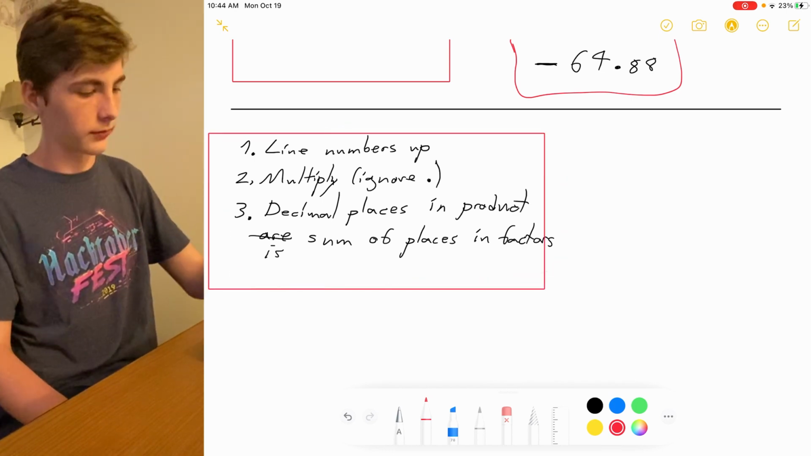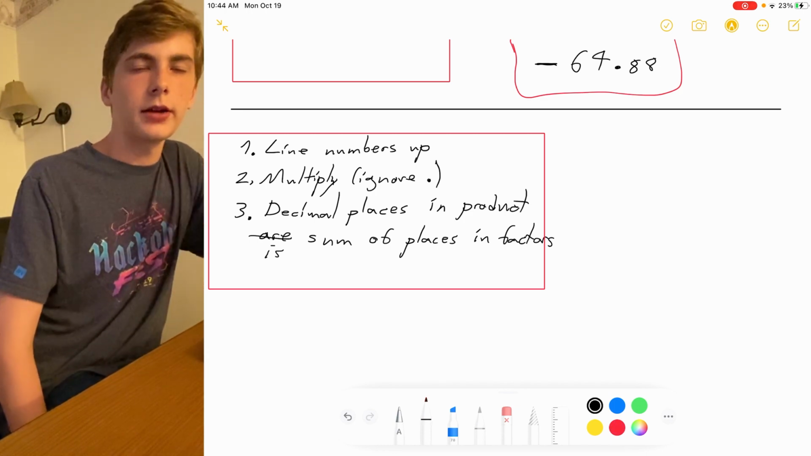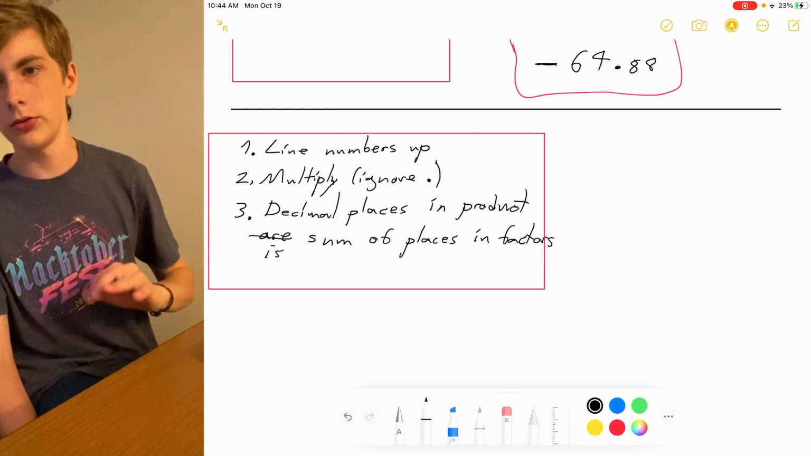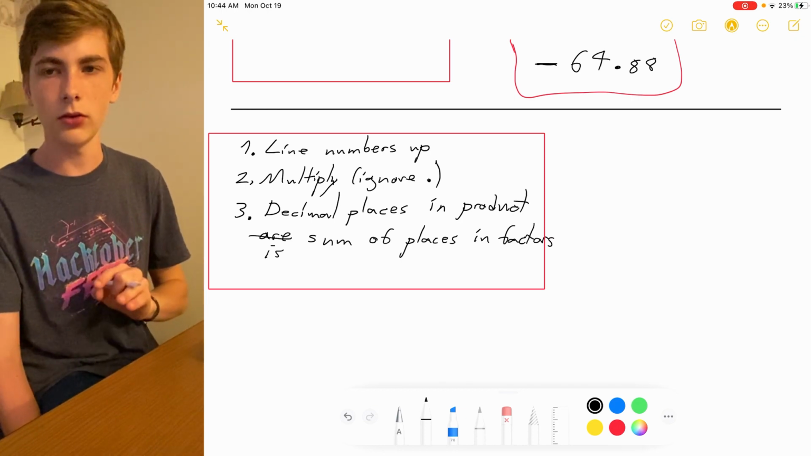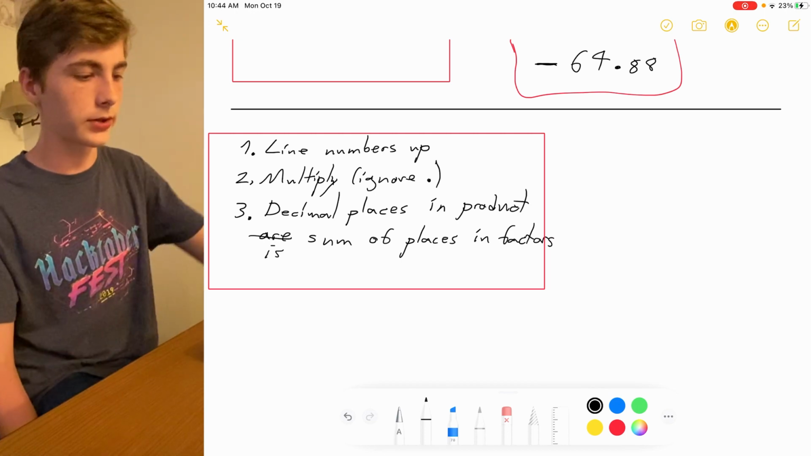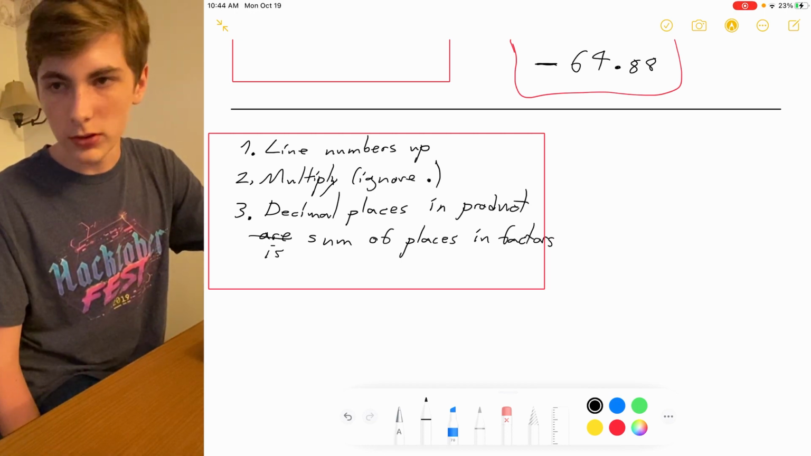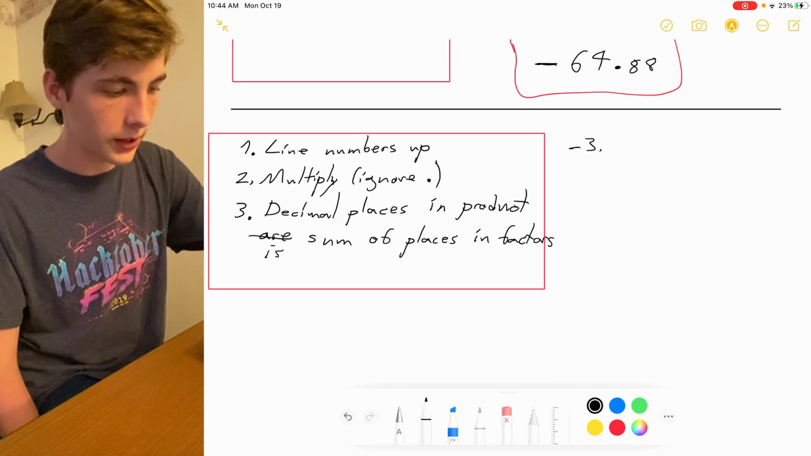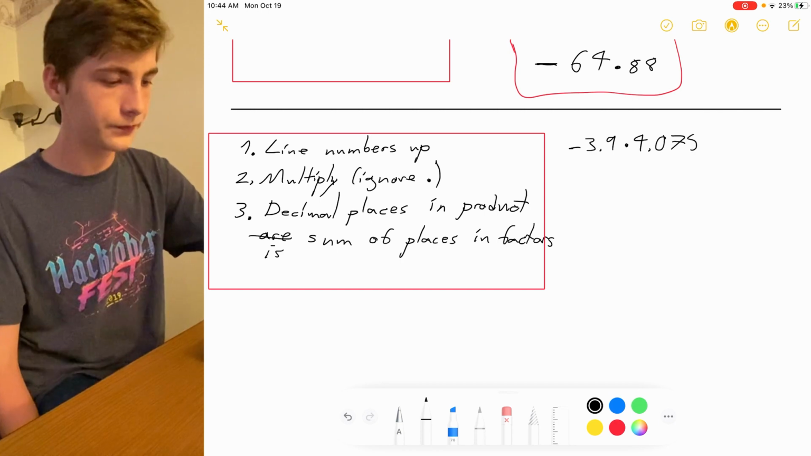So let's just go through this once. And again, the first step you might want to do is figure out the sign of what it's going to be, because you really don't want to have to worry about that while you're doing the multiplication. So let's say we're multiplying negative 3.9 times 4.075.